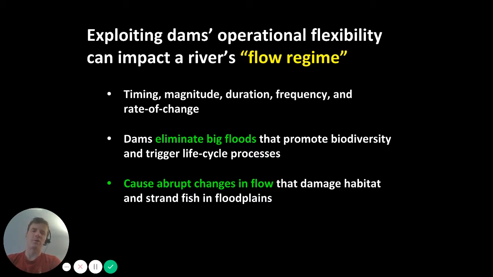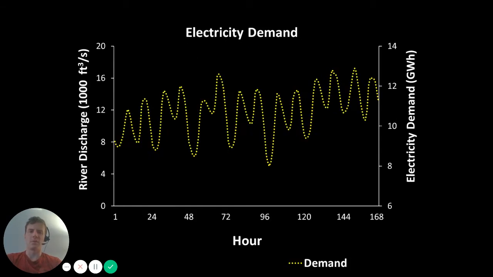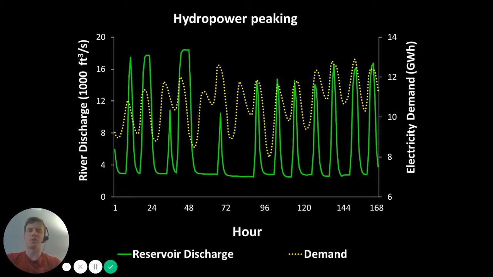Dams also can cause abrupt changes in flow that damage habitat and strand fish in floodplains, and this is associated with hydroelectric dams operating as peaking resources. So if we have electricity demand going up and down and up and down, and we know that we want to use hydroelectric dams to maximize the value of electricity that's produced, we're only going to produce electricity during the highest value periods of the day. And so what that means is that river flows kind of look like this green line, where they're either really low or they go from almost nothing to extremely high flows very quickly, and then they're at very high flows for a little while, and then they ramp down to nothing again.